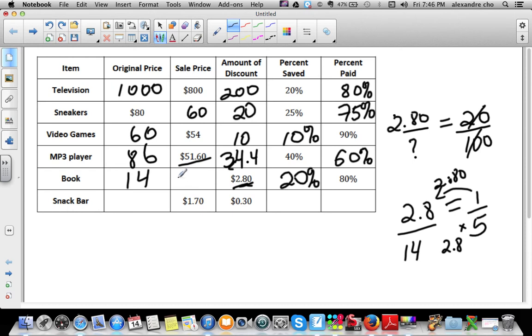Okay, and the sale price was 11.4, and that's what you end up paying at the cashier. How did I get 11.40? I subtracted 14 minus the discount that I got, which is 2.80, and I got 11.40. Okay, so let's see what else we can do. Oh, the last one.